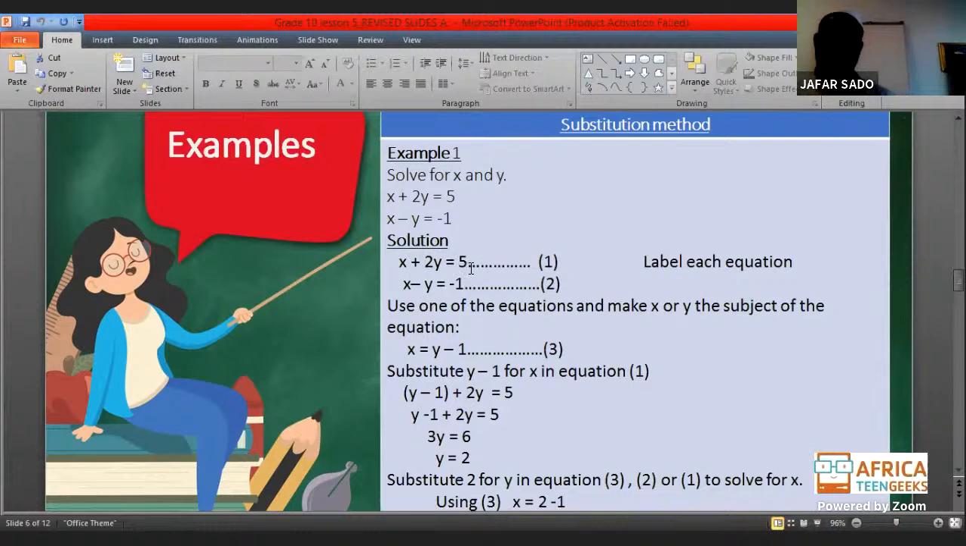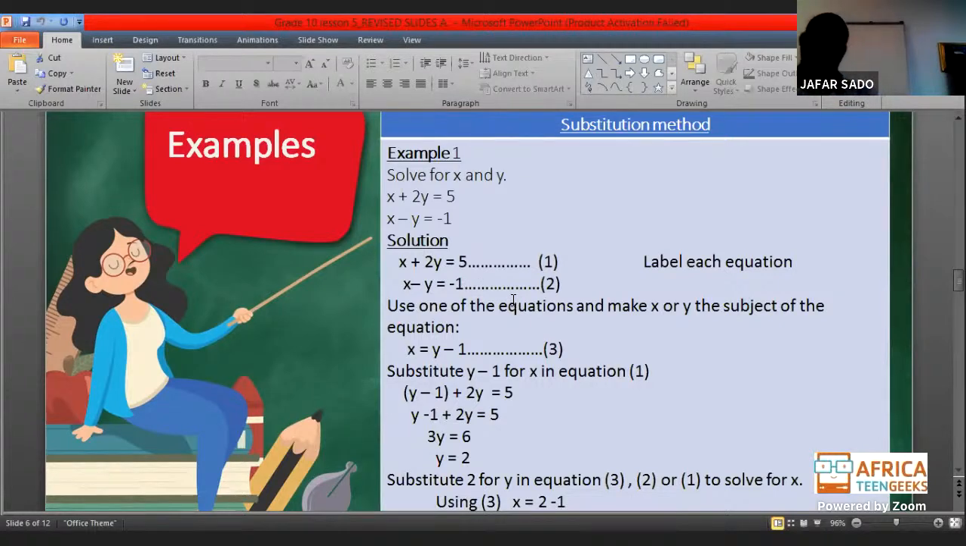Label your equations so you can refer to each one. The first one is x plus 2y equals 5. Call that equation 1. And then x minus y equals 1. Refer to that as equation 2.